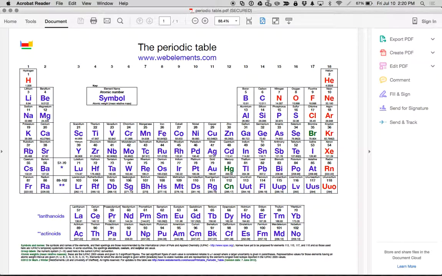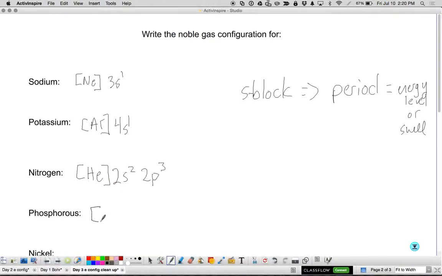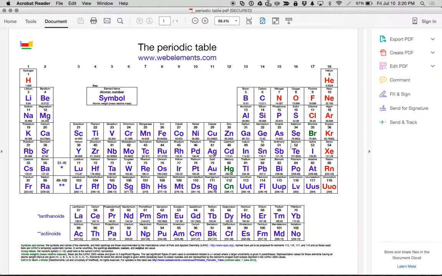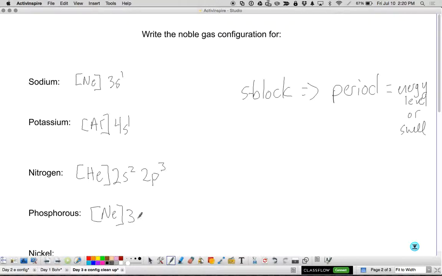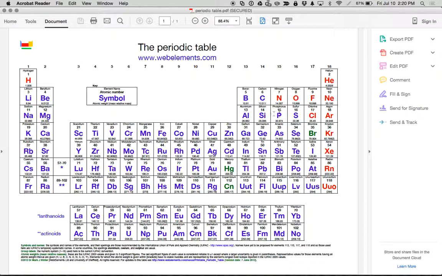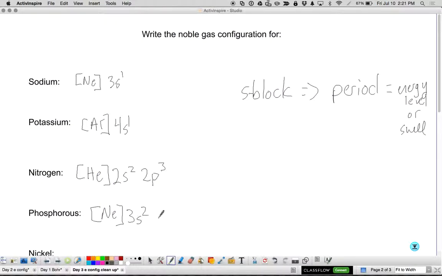So what about phosphorus? Okay, well, phosphorus starts at [Ne], and then it goes from neon to sodium, which we already said was in the 3s, 3s2, and then we go out to phosphorus, which is 3p3. All right, now a couple things to notice here. Nitrogen and phosphorus both end in the p subshell.